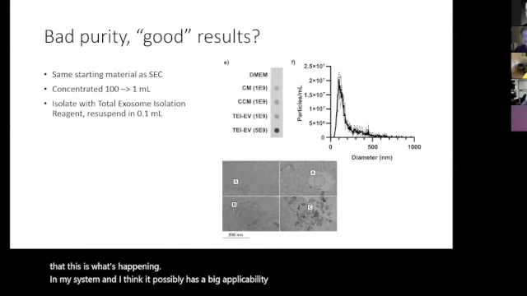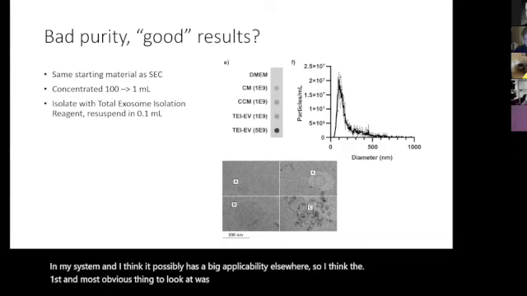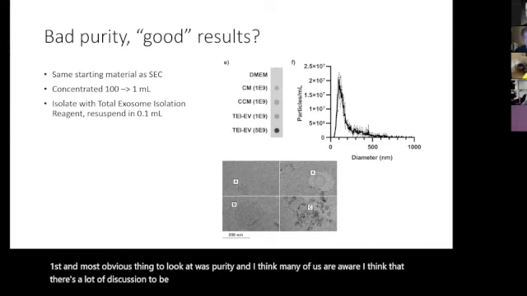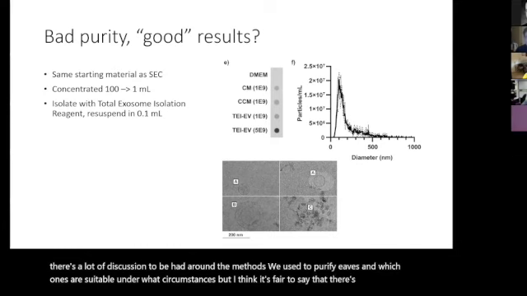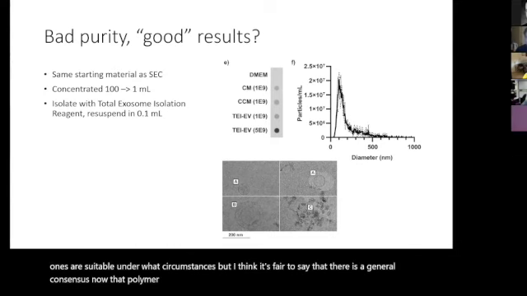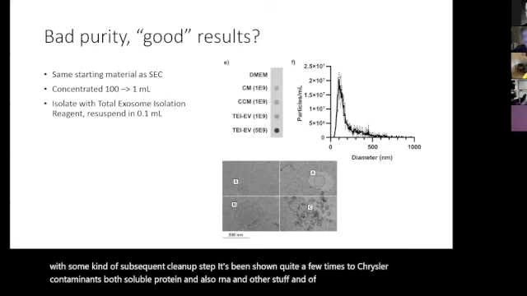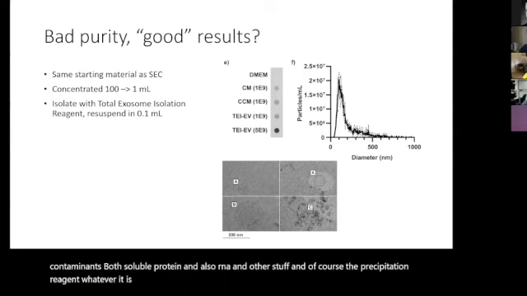So I think the first and most obvious thing to look at was purity. Many of us are aware that there's a lot of discussion around the methods we use to purify EVs and which ones are suitable under what circumstances. But I think it's fair to say there's a general consensus now that polymer precipitation is unreliable, especially if you don't combine it with some kind of subsequent cleanup step. It's been shown quite a few times to co-isolate contaminants, both soluble protein and also RNA and other material, and of course the precipitation reagent comes along for the ride too.